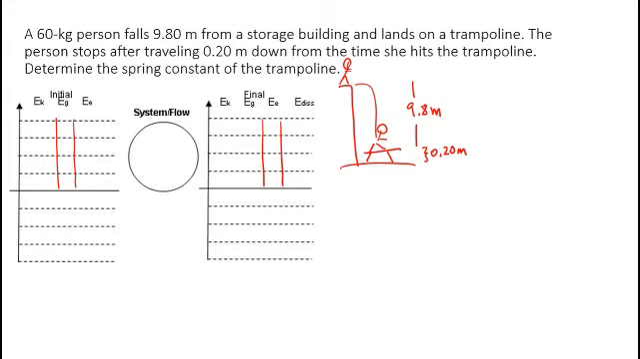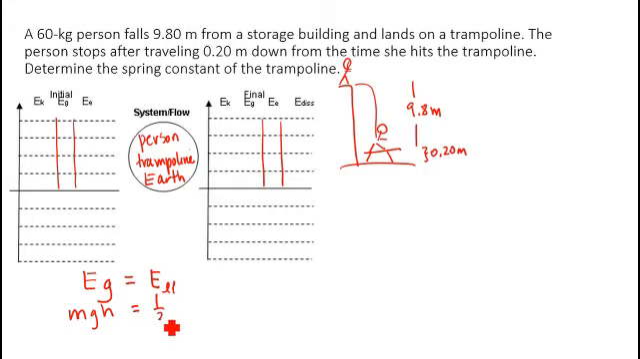And so I am going to say that in my system, I've got the person, I've got the trampoline, and because I'm falling vertically and it makes problems easier, I'm going to include the Earth in my system. And so my quantitative equation ends up being gravitational potential is fully converted to elastic potential. So gravitational potential is mgh, and elastic potential is 1/2 kx squared. And I'm just going to rewrite the variables up here so that you can see how I plug in numbers.